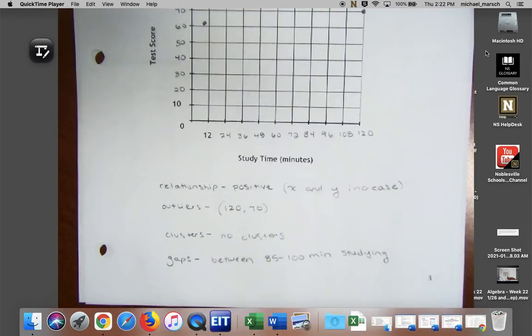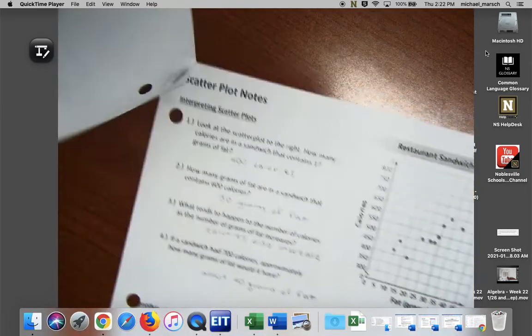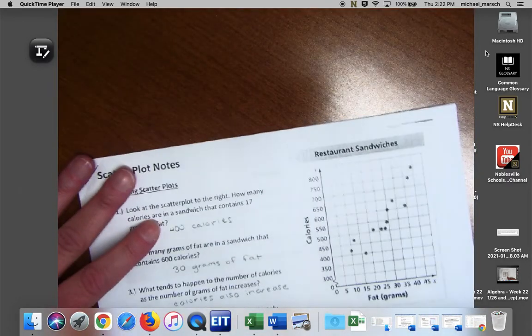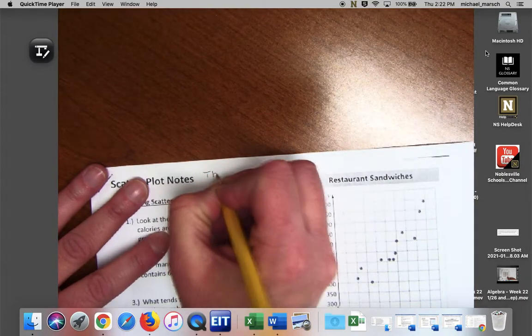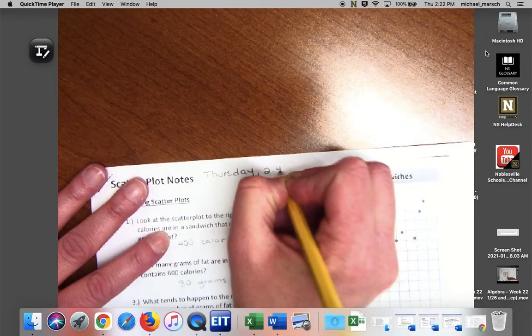Okay. Questions about scatter plots so far? Nope. All right, this counts as your notes, so I don't think we did it, but go ahead on the front and write Thursday 2-4-21.